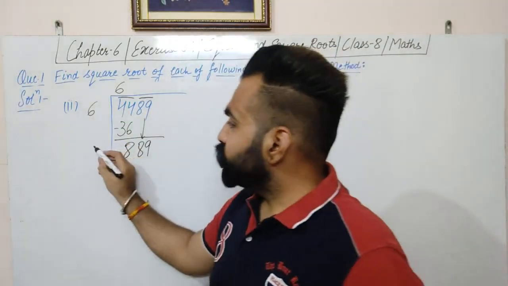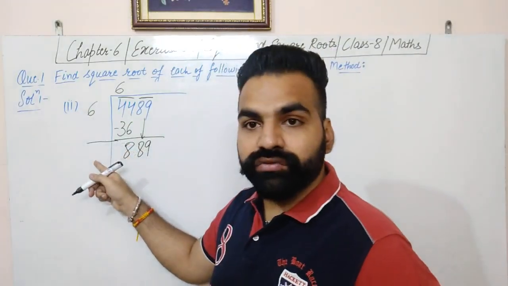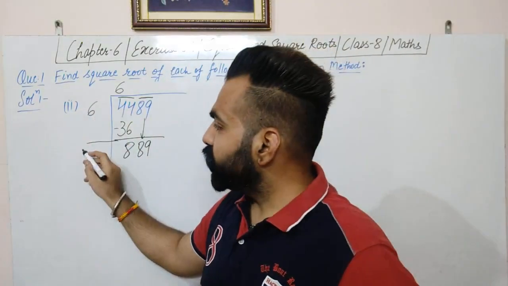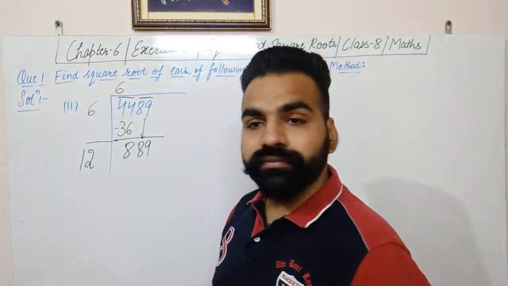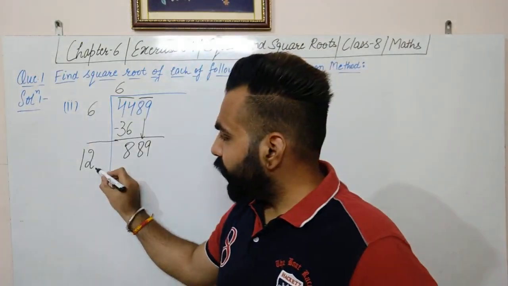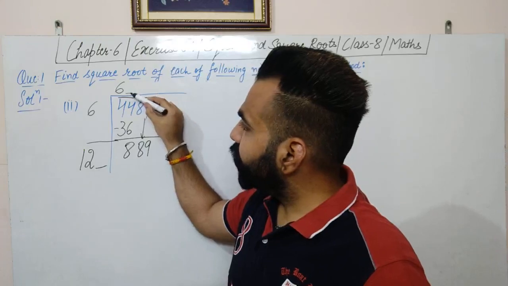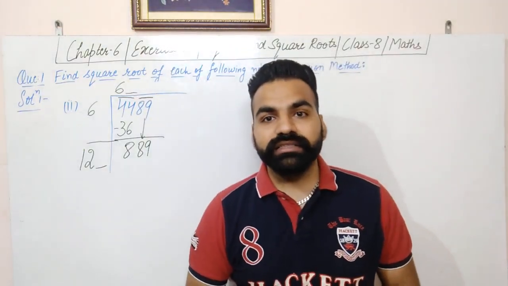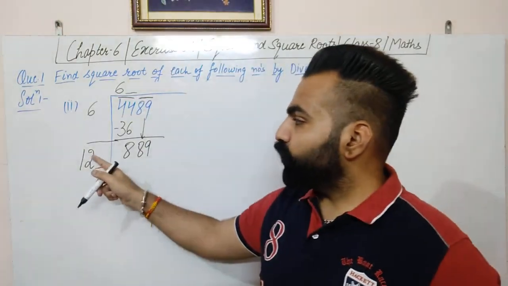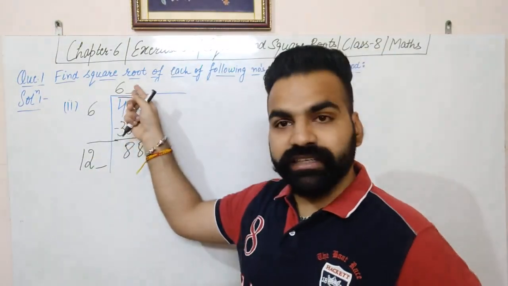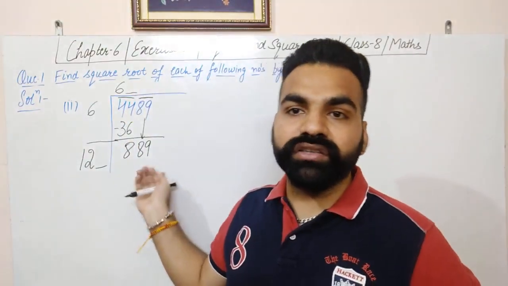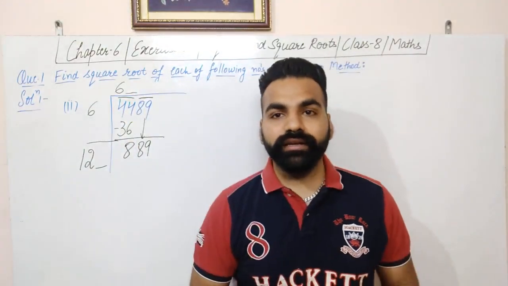Next step is to find the divisor here. So we will double the divisor from the previous step. So the double of 6 is 12. And we will put a blank here and a blank here also. Now in these two blanks we have to take the same digit, such that the product of this number with this digit is either equal to 889 or just smaller than 889.